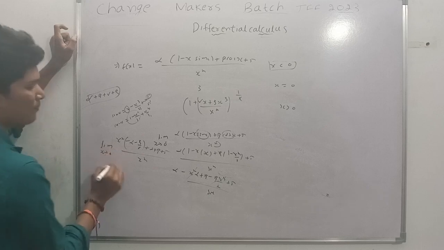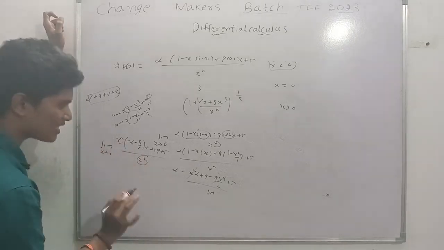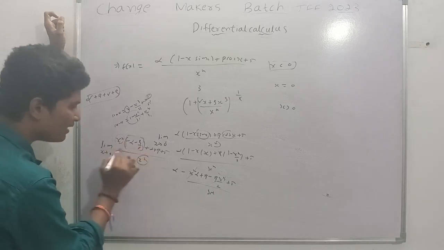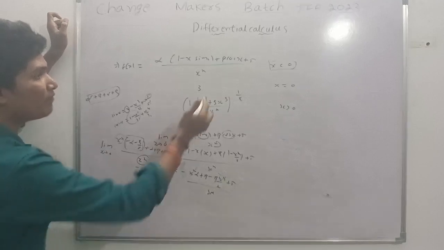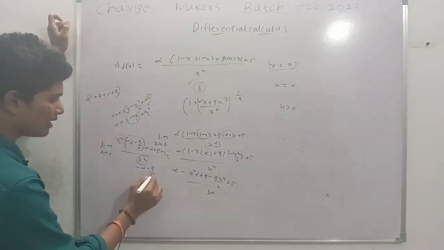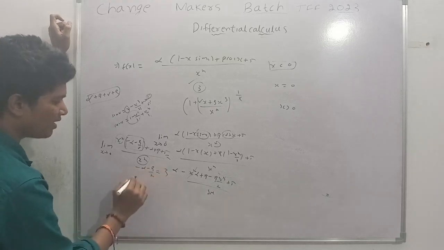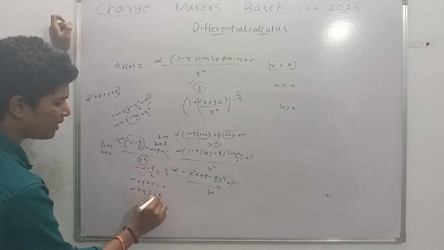Limit x tending to 0. If we clearly see, the denominator is x square and the numerator is x square. So it must be minus alpha minus beta by 2, equal to the value of this limit, that is 3. That is, minus alpha minus beta equal to 3, and also alpha plus beta plus 5 equal to 0. It should be alpha plus beta equal to minus 5.